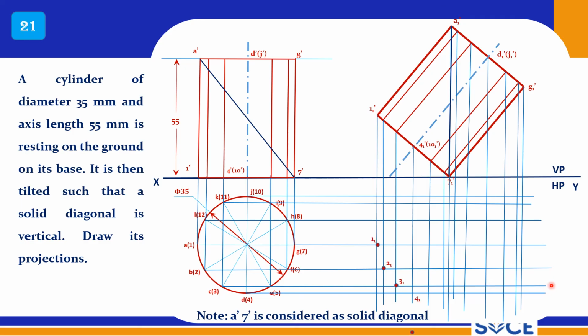And these are the points. Again I am dividing into 12 parts to get a smooth curve. Connect it and get the outermost points. Now 10 to 7 should be a dotted line, and J to A should be a thick line, A to D should be a thick line. Connect it, and you can connect the generators also. This is the cylinder when the diagonal is vertical, when the diagonal is 90 degrees to HP.